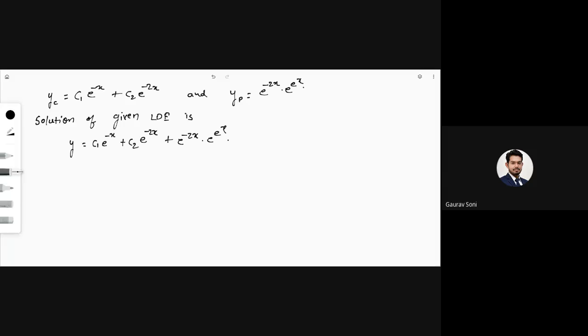Next example. Example. Solve d2y by dx square plus dy by dx is equal to 1 upon 1 plus e to the power x.